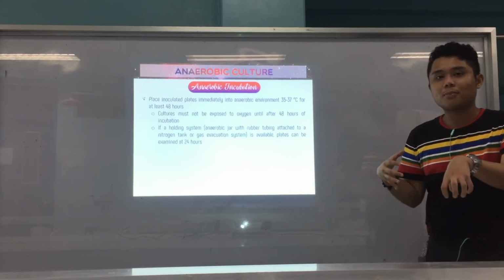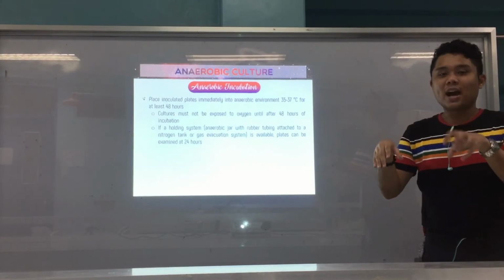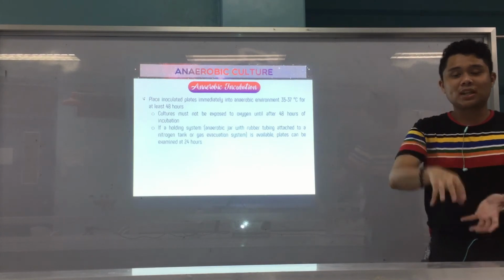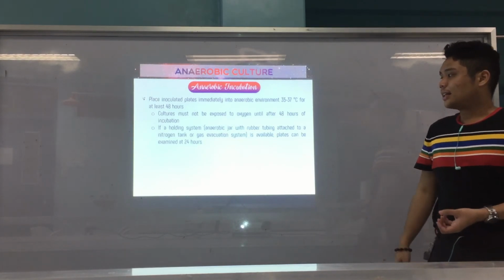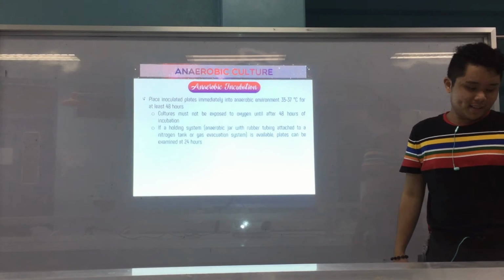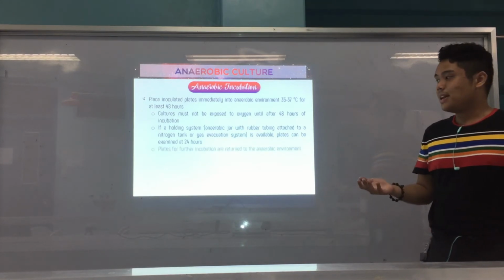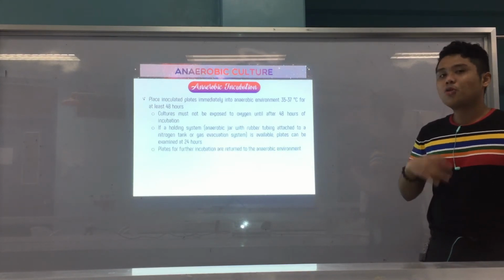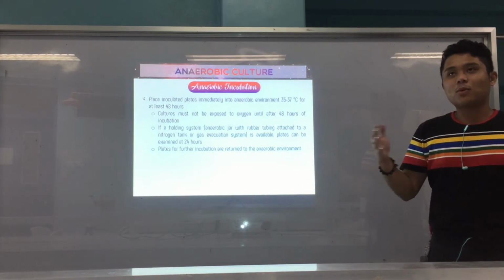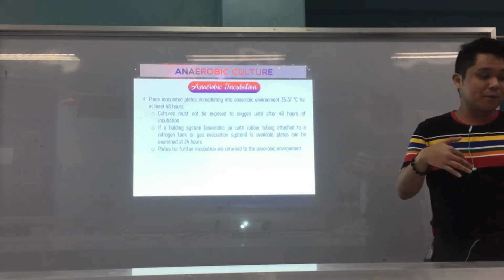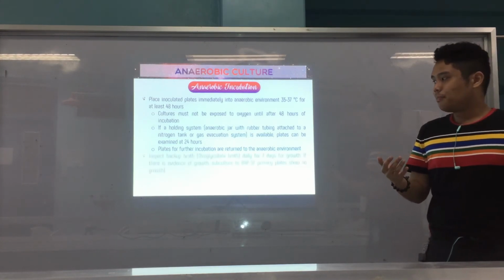So, naay jar na pwede nimong anaerobic ang sulod niya na conditions, then pwede mo ibutang dito ang plates, okay? Alright. So, pwede na siya dito i-incubate. After 24 hours, pwede na siyang i-examine. And kung further incubation pa, or wala pa na human imuhang testing, of course, ibalik mo siya sa imuhang anaerobic environment. Okay?